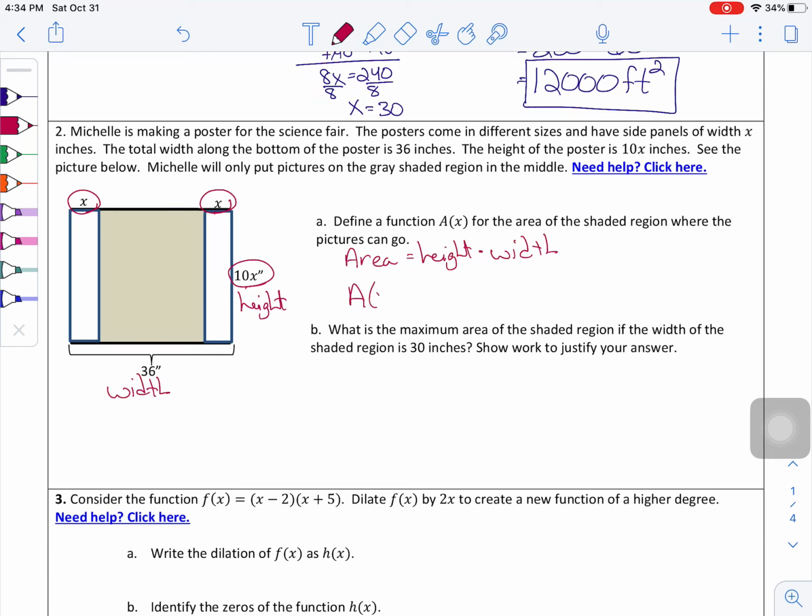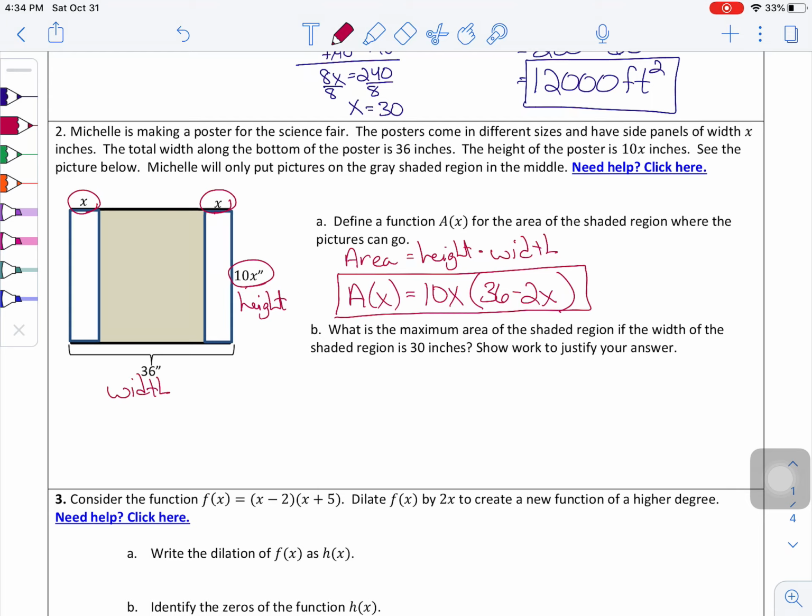All right, so A of x is going to equal, our height is 10x inches. Okay, so 10x times, now we've got to figure out this width. But remember, we're only looking at the shaded region. So the whole width is 36, but I need to subtract off this little part on the edge that's x, and I need to subtract off this little part of the problem that's also x. So that would be 36 minus 2x. Okay, so that's going to be our area formula for the shaded region.